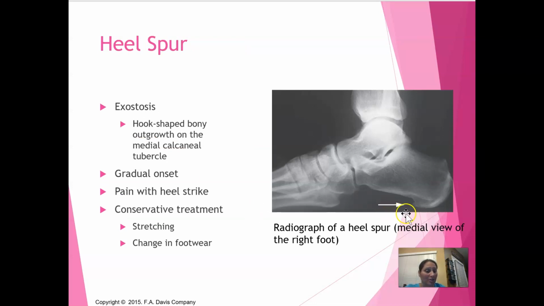Heel spurs. Hopefully you can see this arrow. There's an additional bone growth or calcification on the calcaneus, and this is the medial view of the right foot. It will often present with a hook shape and will be a gradual onset. They will have a lot of pain at the initial heel strike when they're walking. Most of the time, physicians will try a conservative treatment, giving them stretching, changing in footwear, or wearing shoes.